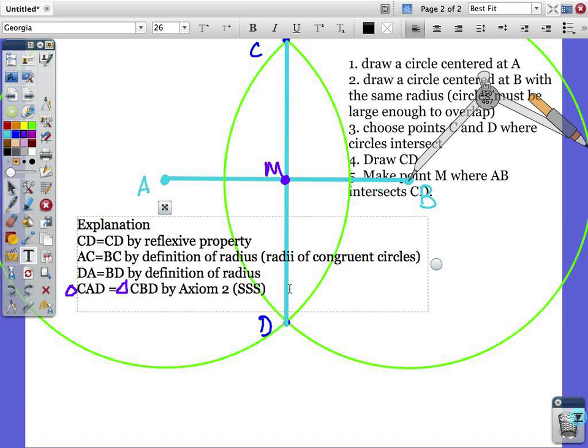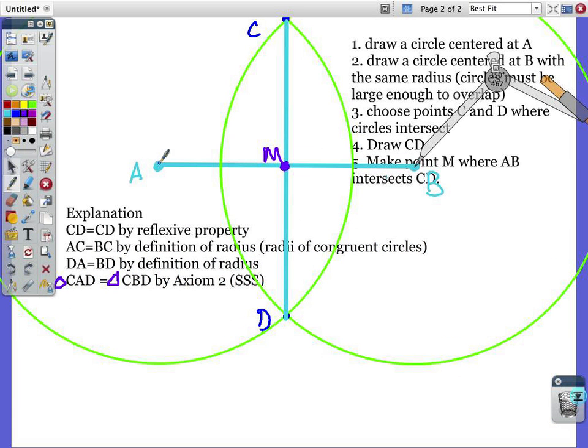So this angle ACM, maybe I should draw it. Angle ACM is congruent to angle BCM. This angle is congruent to that one. So we're doing the angle ACM is congruent to angle BCM. Can we draw M? Just make it look good.